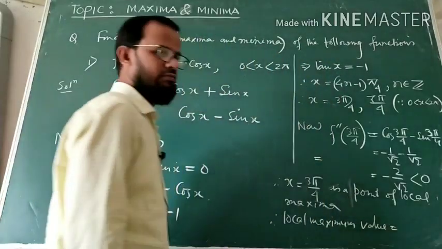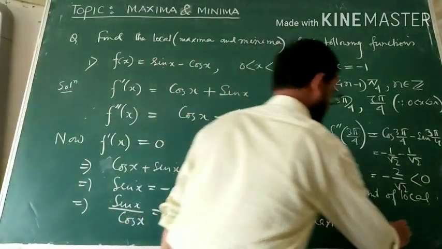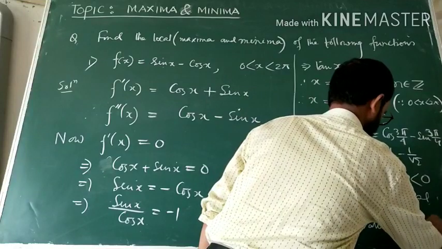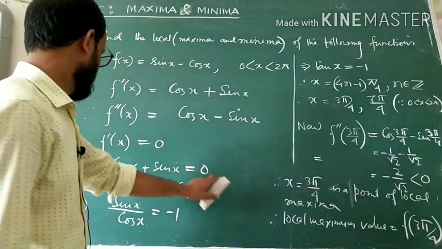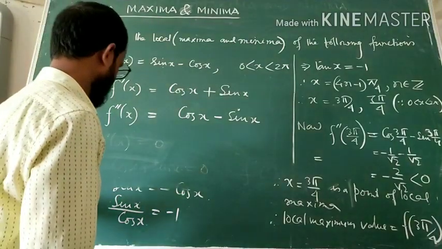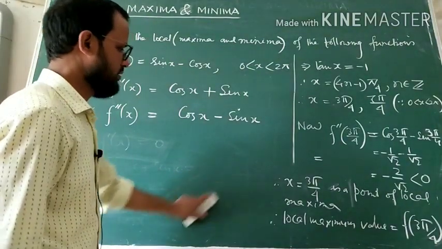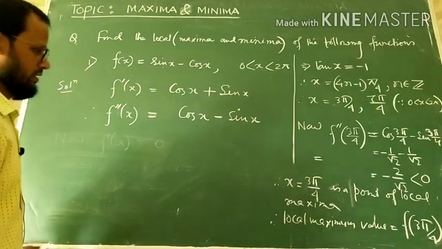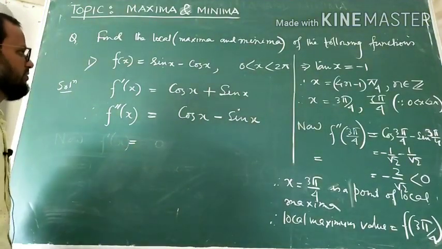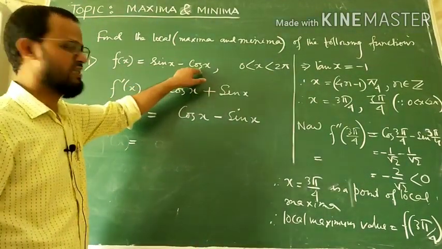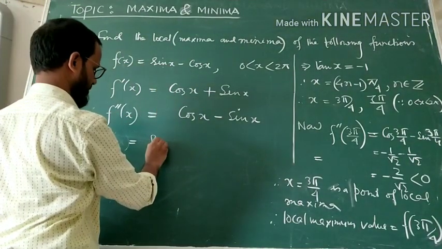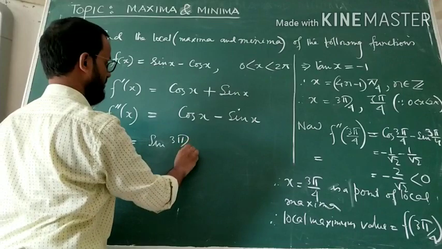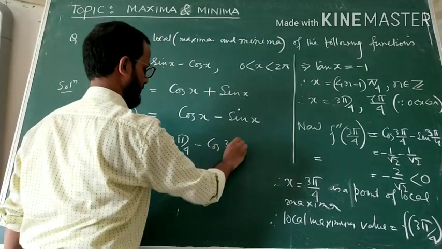What is the local maximum value? f of 3 pi by 4. Now f of 3 pi by 4 is equal to what? Your function is sin x minus cos x. So f of 3 pi by 4 is sin 3 pi by 4 minus cos 3 pi by 4.